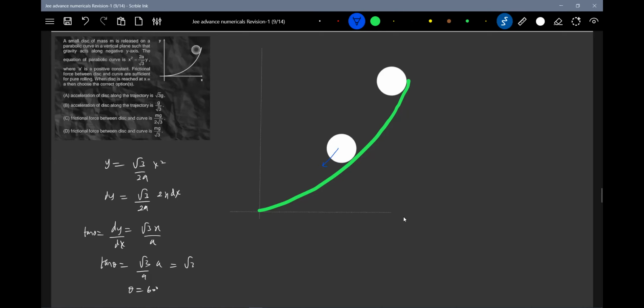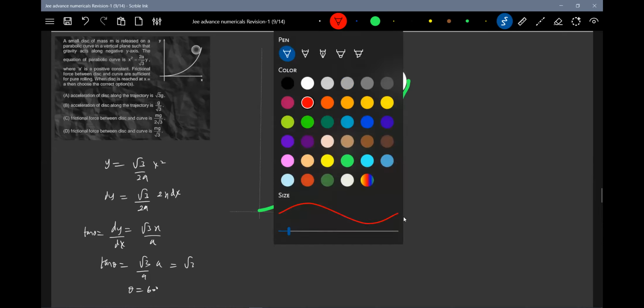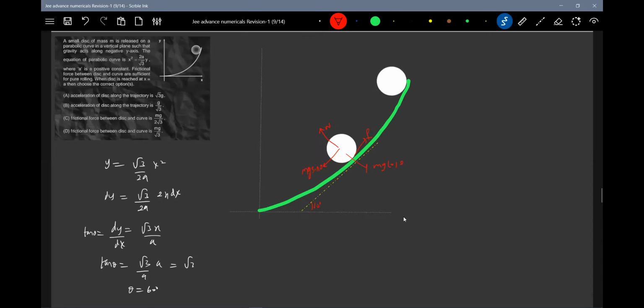So this will be mg sin theta, then the normal contact, the friction, and mg cos theta. The tangent drawn at that point will make an angle of 60 degrees. That 60 degrees is what I brought here. So in place of theta, what can you write? 60 degrees.